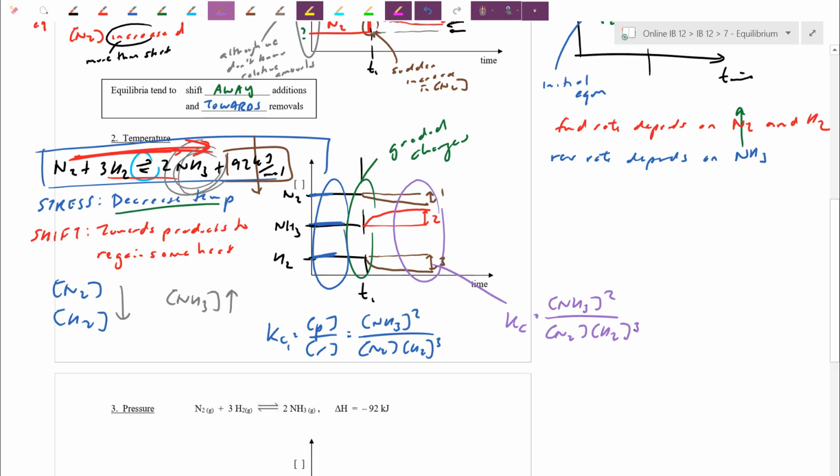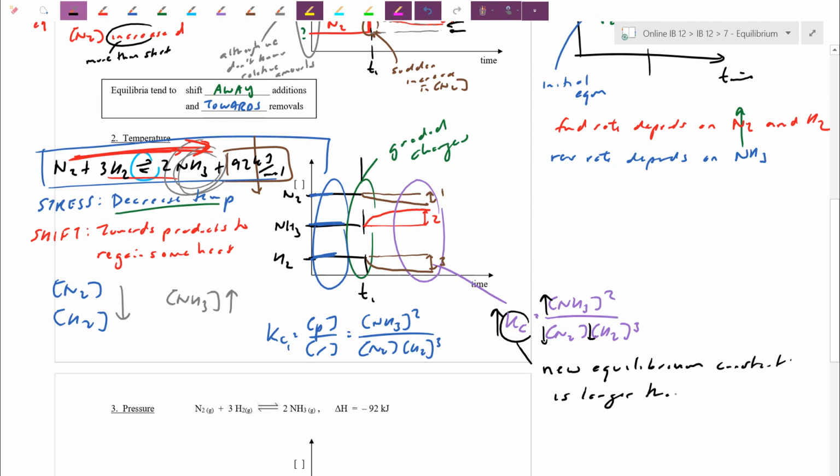But if you look at what's happened here, my N2 and H2 have dropped. This number went down, the hydrogen has gone down. The NH3 number has gone up. Well, if the numerator has only increased and the denominator has only decreased, my Kc is now going to be larger than before. So upon doing this decreased temperature, you can check it with the conclusion from yesterday. Because I'm shifting to make more products actually makes the Kc value a little bit larger. So we can write that in words here. Kc, the new equilibrium constant, the number describing this equilibrium, is larger than before.